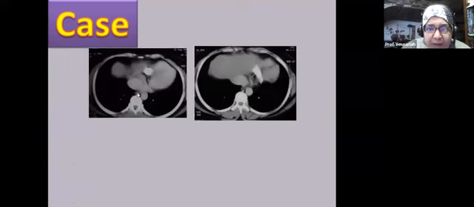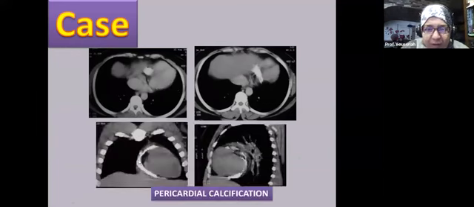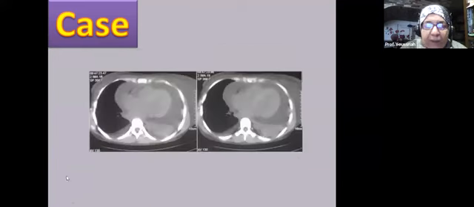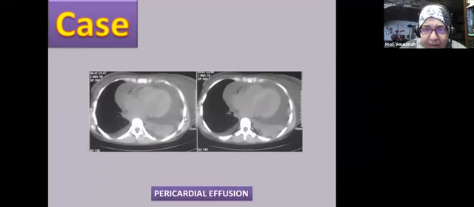Now in these two CT axial images, we have bizarre shaped calcification related to the heart. In axial images, it's rather hard to suggest what it is, but reconstructed coronal and sagittal images show clearly that this is pericardial calcification in constrictive pericarditis. Another pericardial lesion is massive effusion, massive pericardial effusion in this case.